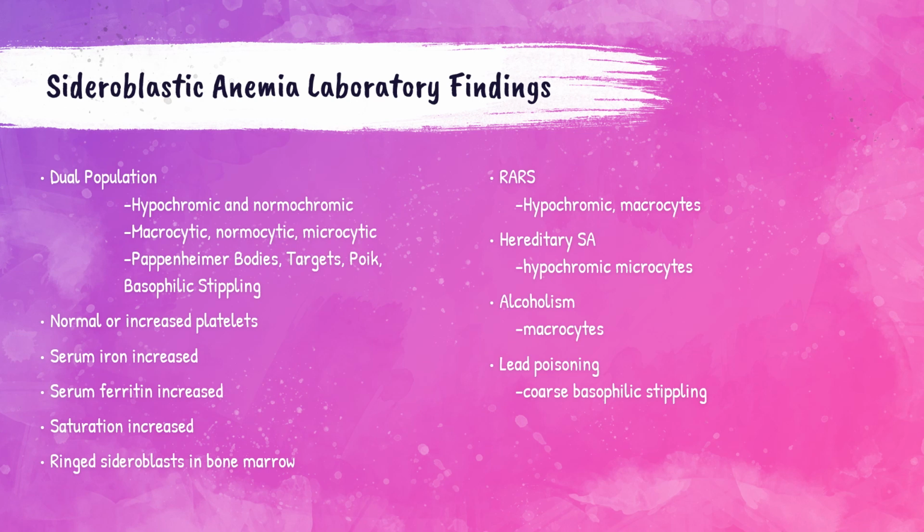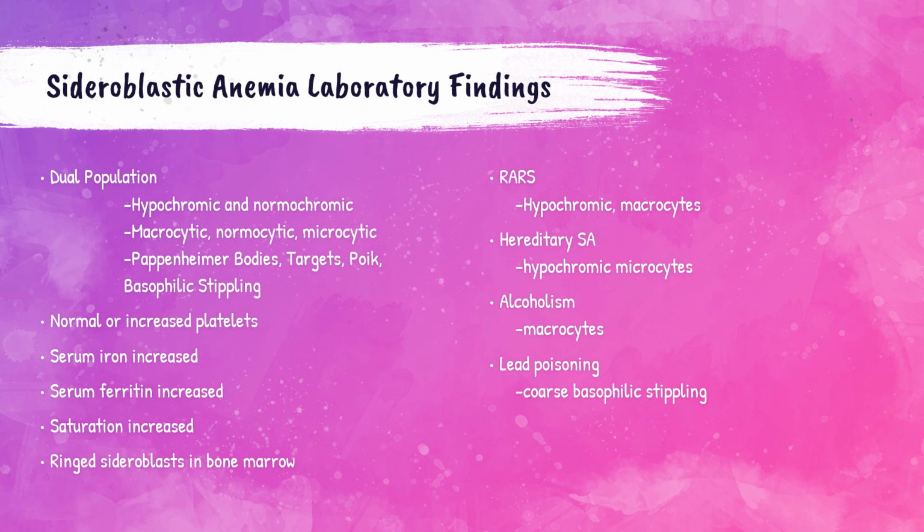So this slide is a summation of the things we're going to be seeing as laboratory professionals in patients that have sideroblastic anemia. I mentioned dual population or dimorphic populations of red blood cells. So you can have normochromic or hypochromic red blood cells. There can be macrocytic, normocytic, and microcytic red blood cells. Also, poikilocytosis will be present or can be present, which means that there are red blood cells present in the peripheral bloodstream that have abnormal morphology. You can see Pappenheimer bodies, target cells, and basophilic stippling. So please check out my separate lecture video on red blood cell morphology. Platelet levels can be unaffected or be increased. Serum iron, serum ferritin, and saturation are all going to be increased. And of course, ringed sideroblasts will be present in the bone marrow if a marrow biopsy is performed.